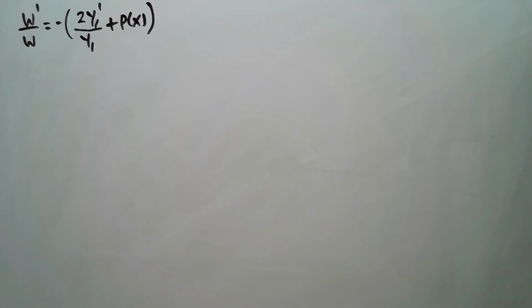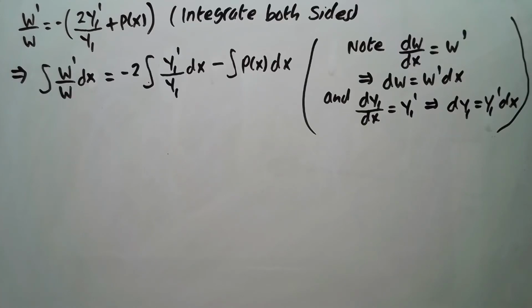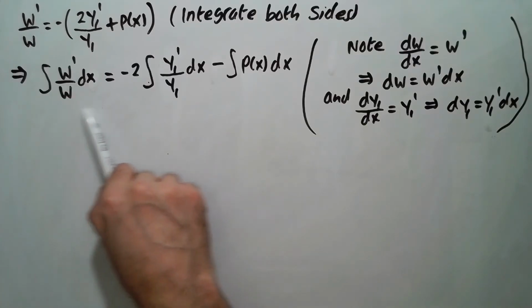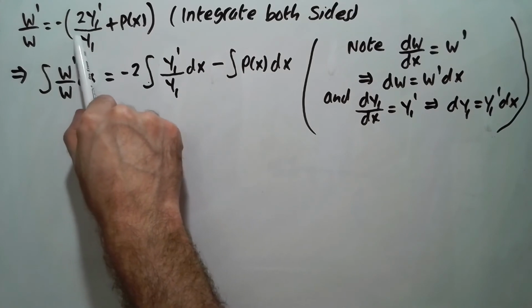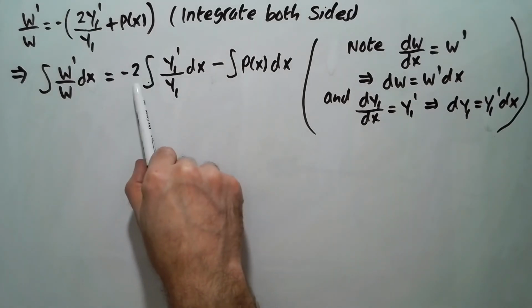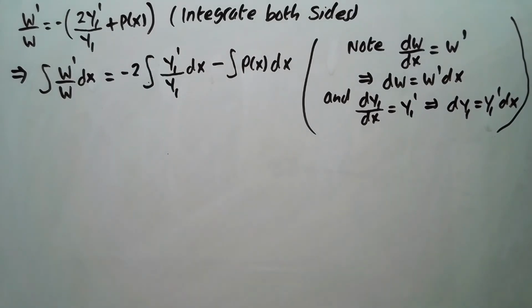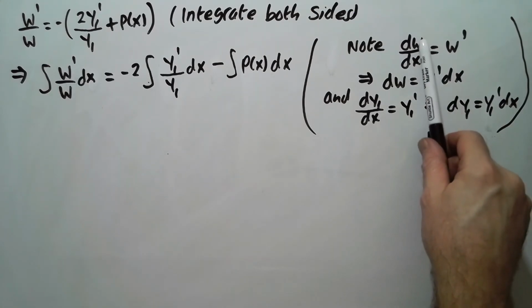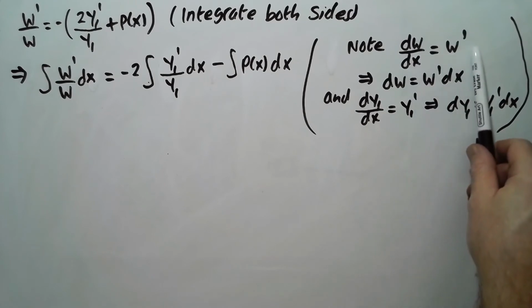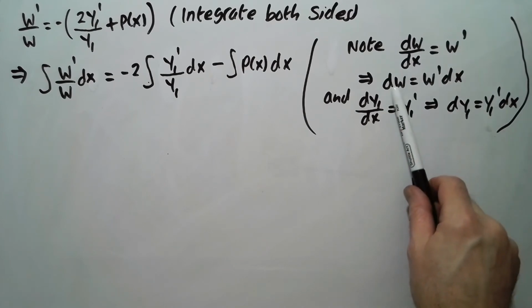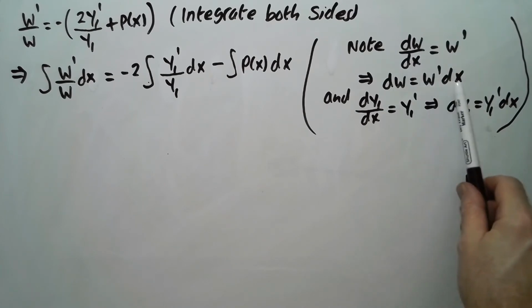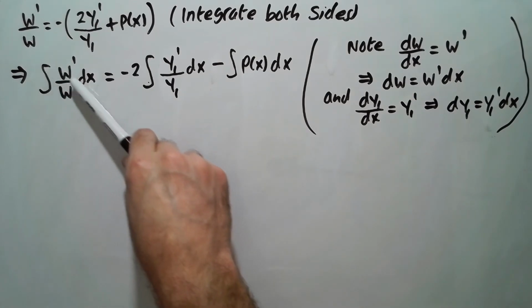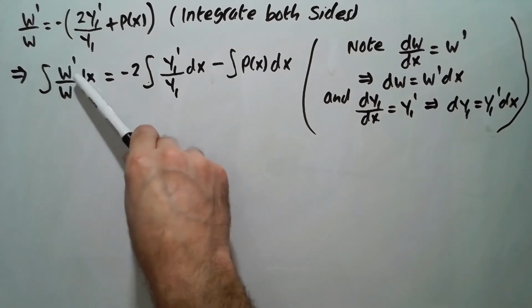Now let's integrate both sides. Integrating both sides with respect to x, we have this then. I broke the integral on this side up into two pieces and I pulled the -2 out of the first guy. So it'll be this and then this. And note over here, w prime is equal to dw dx. I can multiply both sides by dx, so dw would equal w prime times dx. So I can exchange the w prime dx for dw.